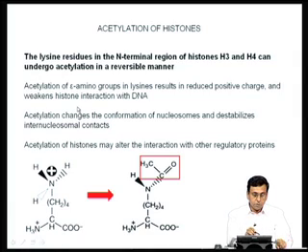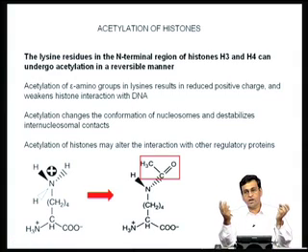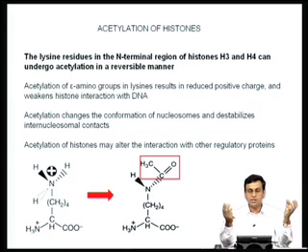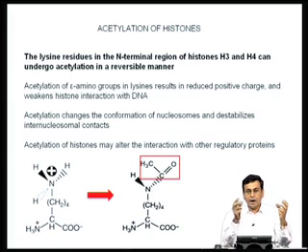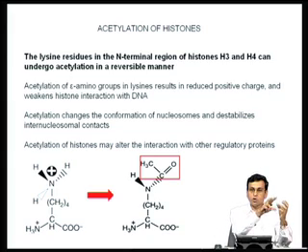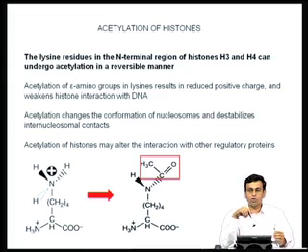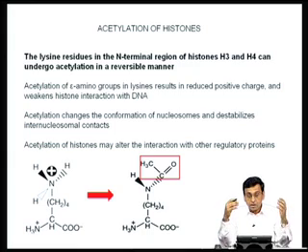So, acetylation of epsilon amino groups in the lysines results in reduced positive charge and therefore weakens the histone interaction with DNA. As I told you, one of the key mechanisms by which histones interact with DNA is that histones are positively charged and DNA is negatively charged. By acetylating these N-terminal tails of histones, you are bringing in additional negative charge, therefore you are decreasing the overall positive charge, and the interaction between histones and DNA weakens. Therefore it may result in loosening of the histones in the chromatin region.